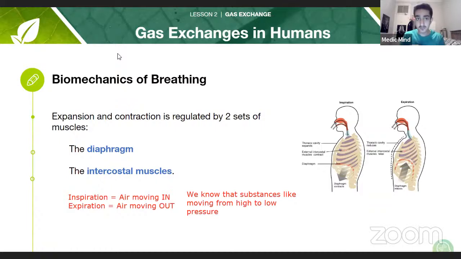The best way to lower pressure, the third principle that will be the baseline of every piece of knowledge, is that the lower the pressure, the higher the volume. Remember that? Kind of logical. So 3 principles that you need to remember, and these are principles of biology. If you've got the principles of biology down, you're sorted. So high to low pressure, key. And we create low pressures by increasing volume. Inspiration is air moving in. Expiration is air moving out, or exhalation.